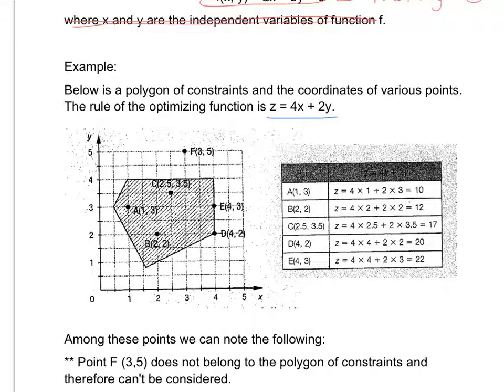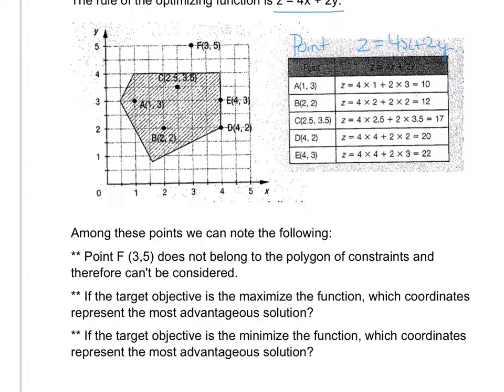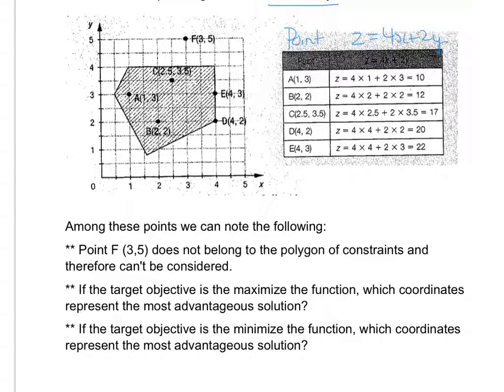So, and I'm actually going to put this here because you can't really see it well, but there's the point, and Z is equal to 4x plus 2y. Among these points, we can note the following. I want you guys just to pay attention here. Point F, which is up here, (3, 5), does not belong to the polygon constraints, and therefore you don't consider it as a potential optimal solution. If the target objective is to maximize the function, which coordinates represent the most advantageous solution?